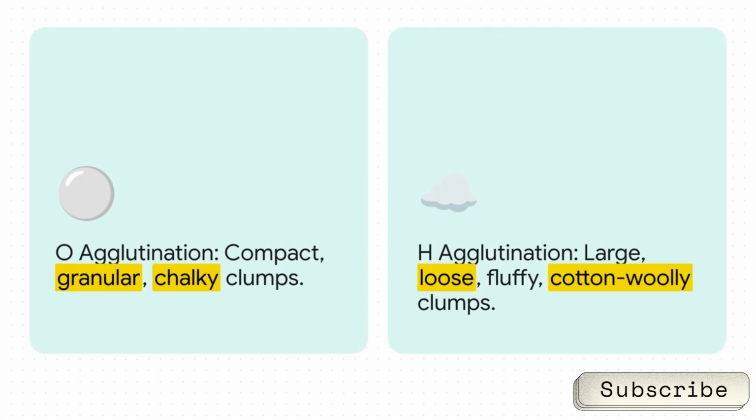And when you're in your practical exams, you have to describe the agglutination reaction correctly. O agglutination gives you these dense, kind of chalky clumps. H agglutination, on the other hand, is totally different. You get these big, loose, fluffy clumps that look like little bits of cotton. The appearance itself is a clue.